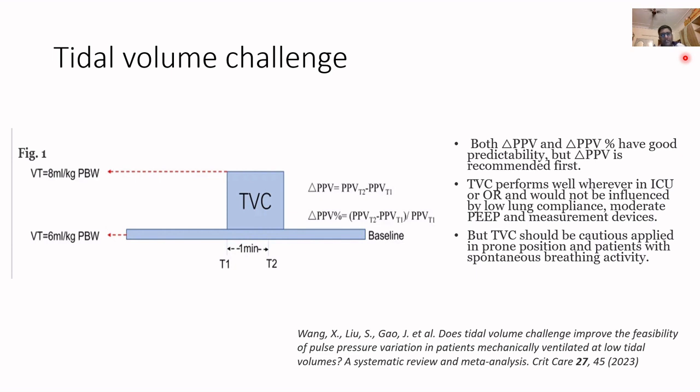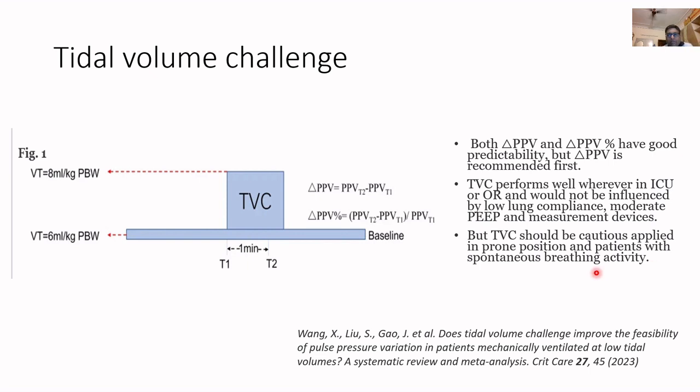So what they postulated is that you can measure the pulse pressure variation at 6 ml per kg, then transiently increase the tidal volume to 8 ml per kg for a few seconds, then measure the delta PPV. A delta pulse pressure variation of around 3 to 4% may be a very good predictor of fluid responsiveness. There have been a lot of studies, including some from Tata Memorial by adult intensivist Dr. Sheila, and many authors have done it in intensive care. Both delta PPV and delta PPV percentage have good predictability, and delta PPV is recommended first.